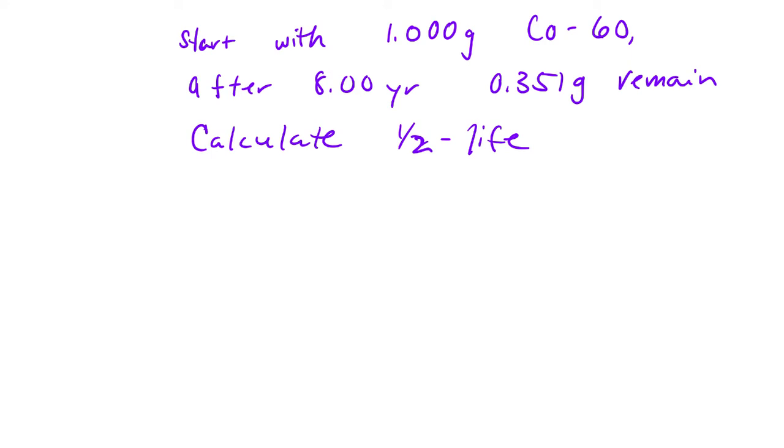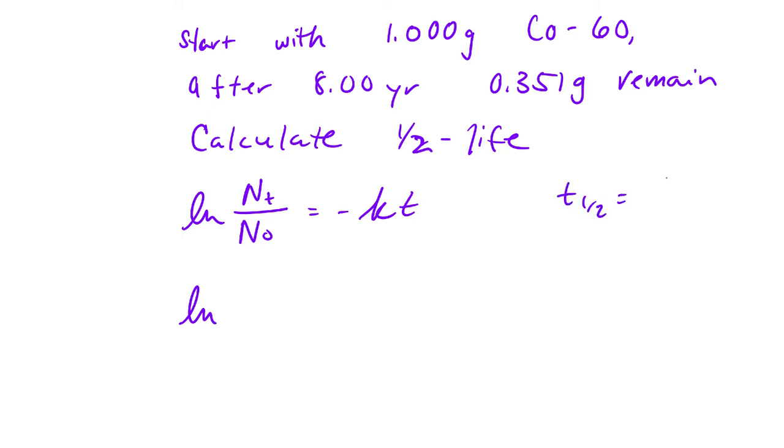All right. So just like in the last problem, we're going to use our natural log of N at time t over N sub 0 equals minus k times t. We have everything in this equation except for our rate constant. That's what we're looking for. So then we can use that in our T1/2 equation. Again, N at time t is the number of nuclei, but we don't really need to actually calculate the number of nuclei. We can use the mass.